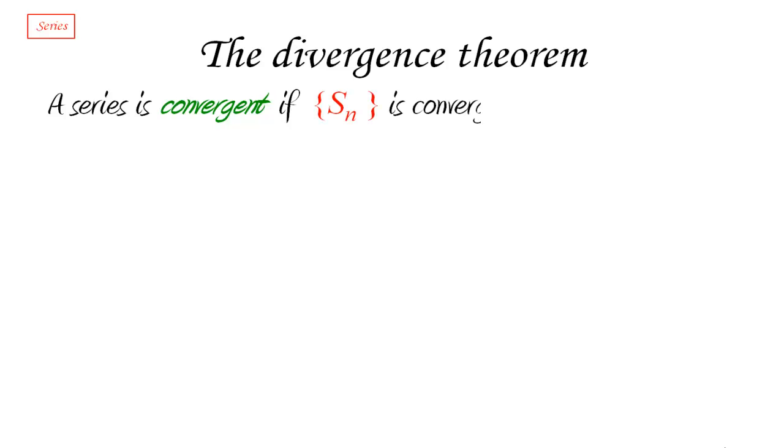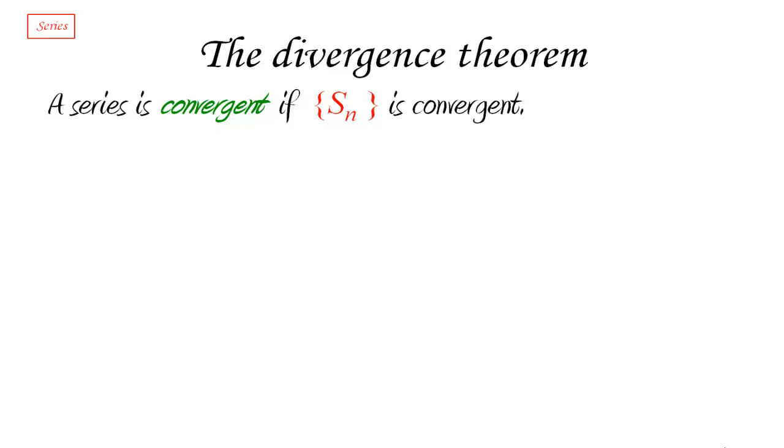Now remember that for sequences, we said that a sequence is convergent if the limit of the sequence exists, and it is divergent if it doesn't exist. Well, something like this happens for series as well. Of course, the series is in fact a sequence, and so we're going to say that a series is convergent if the sequence of partial sums is convergent.